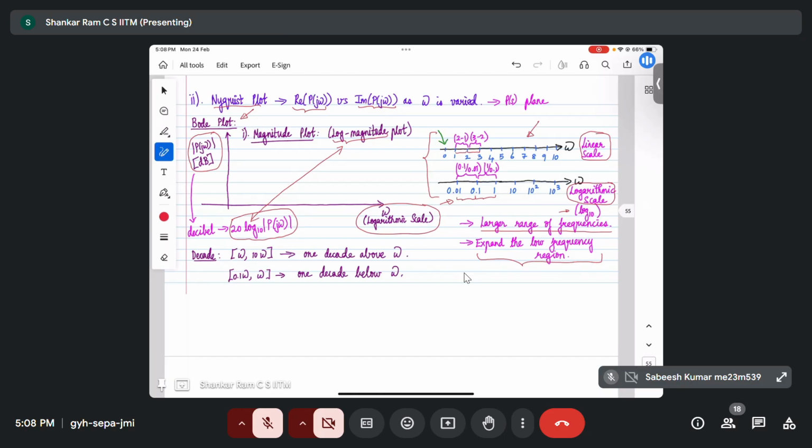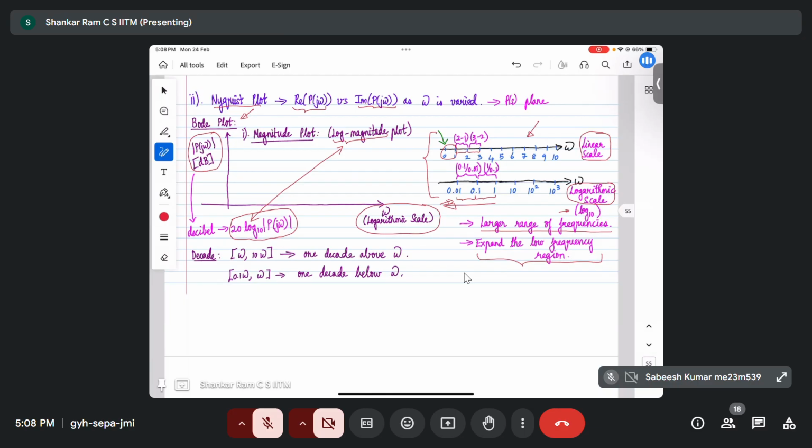Okay, so of the order of 0.1 radians per second and so on, right? In the linear scale, if you look at it, 0 to 1 is a very small region, right? It becomes very difficult for you and me to visualize things. Whereas in the logarithmic scale, we can expand the low frequency region, which becomes very useful for us to visualize what happens in the low frequency regime, right, in practical cases. So that is an advantage of using a logarithmic scale for frequency.